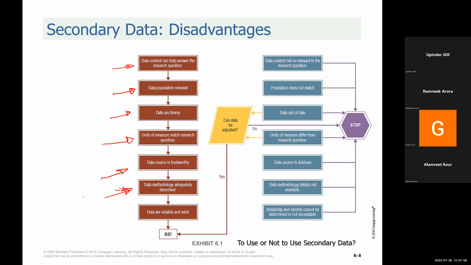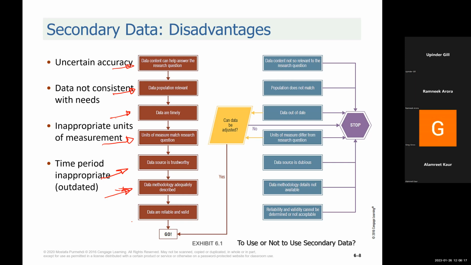Well, at the level we are doing our term project, we don't care too much about methodology, and we trust that a paper was peer-reviewed and published. So this is a summary: uncertainty about its accuracy, whether it is consistent with your needs, inappropriate units of measurement, and of course the timeliness of data.